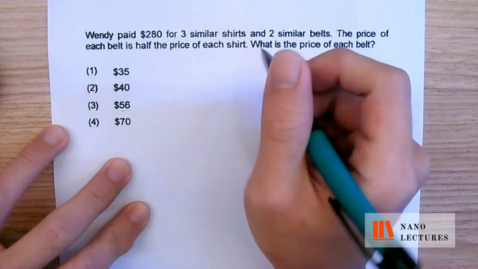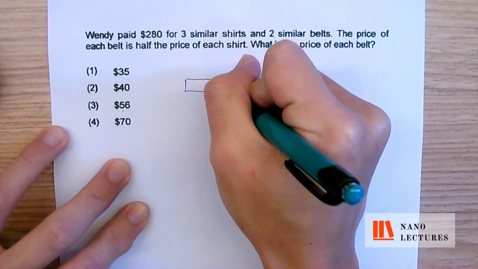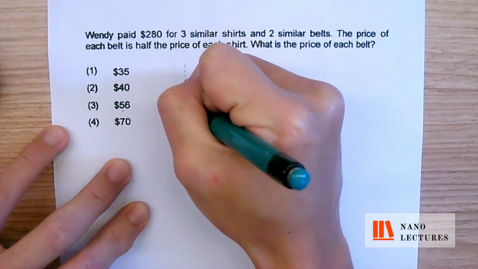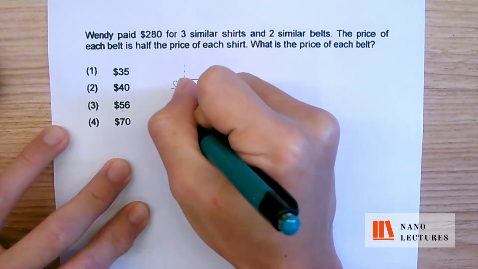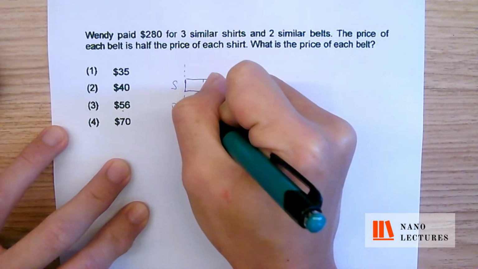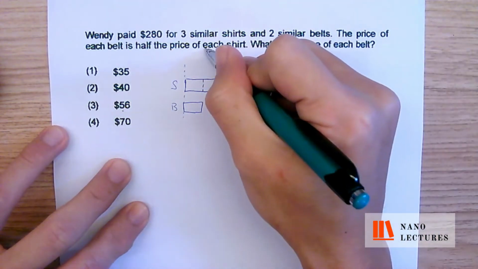Okay, so I'm going to draw the shirt first. So the shirt will be a slightly longer bar compared to the belt, which is only half the price. So I'm going to draw the shirt, and then the belt, which will be half. So I'm going to cut my shirt into half, and then I'm going to draw my belt, which will be like this. Now that I've already done this, I'm going to put a tick over here.